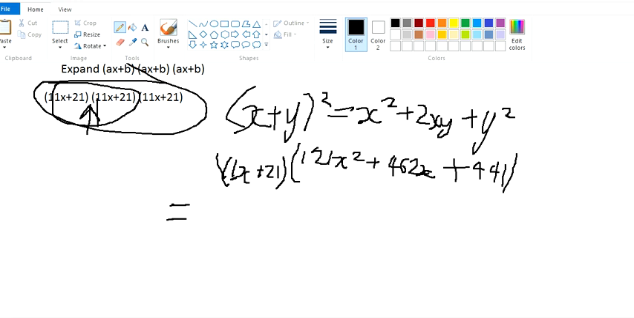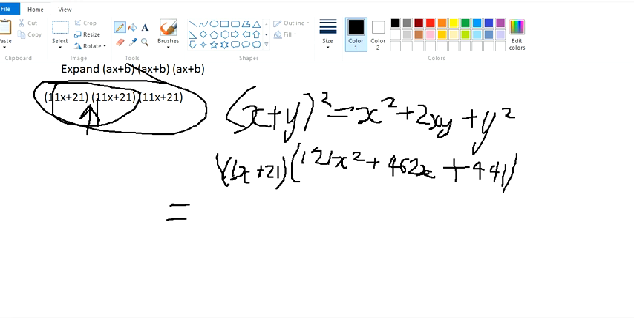Hello again, we are talking about expanding polynomials today, and we are going to pick up right where we left off in the last video. So here we are trying to expand the polynomial (11x + 21) multiplied by (121x squared + 462x + 441).